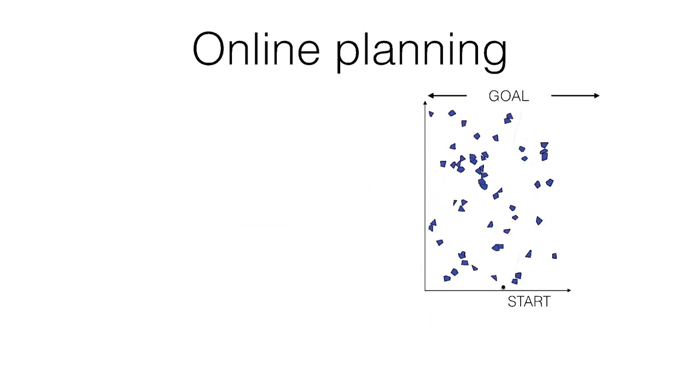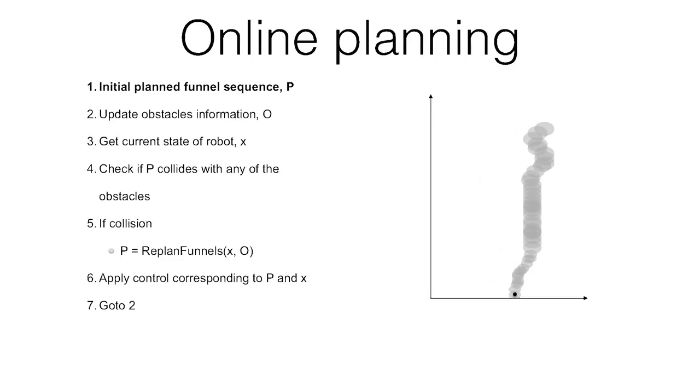So now let's actually look at this online planning algorithm. This is the space that you're planning to go through. I just replace the pieces with conics and polytopes, which makes the analysis easier. So this is the algorithm. Let's go through each of the steps one by one.